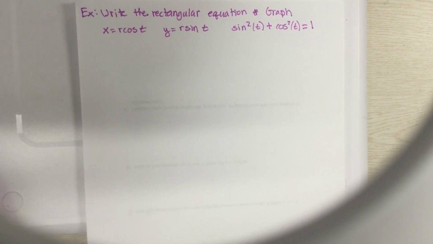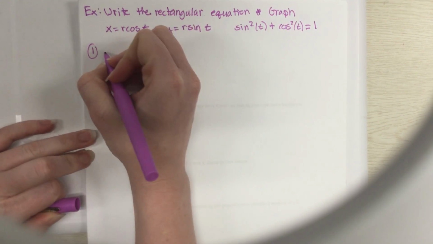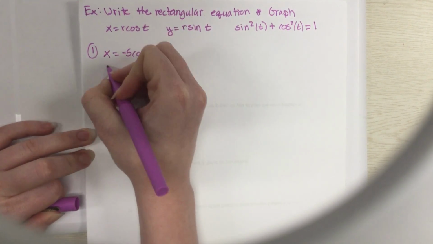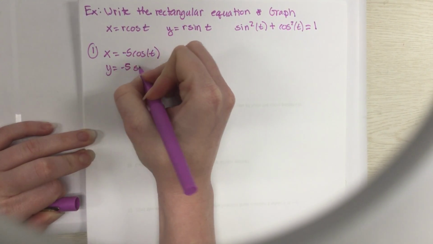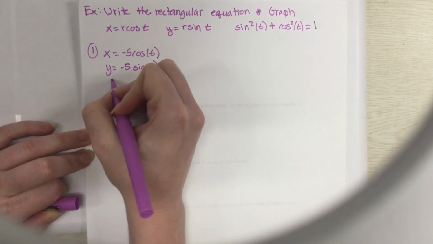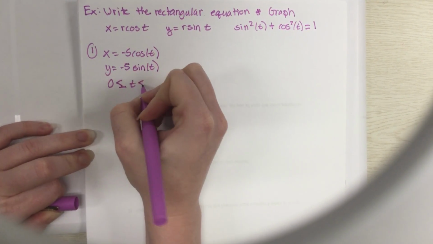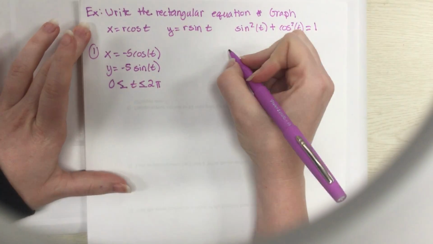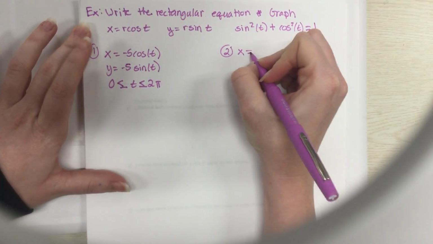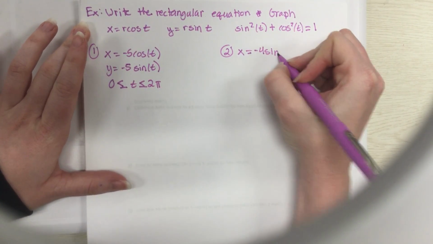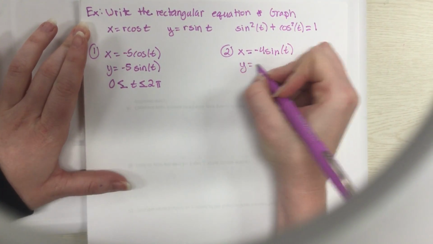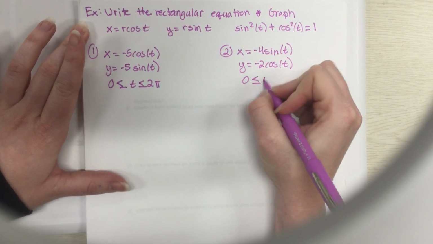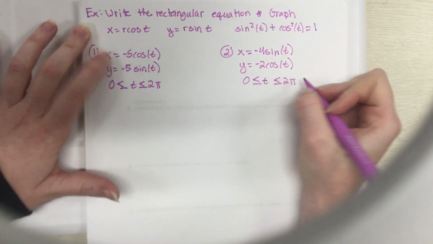Okay, so this first problem that we're going to do is x equals -5 cosine of t, y equals -5 sine of t, and we are going to be on the interval from 0 to 2 pi. I'm going to put the second problem up because there's one key thing I want to talk about that we talked about at the very end of our last lesson. These are the first 2 of the 4 problems we're going to do.